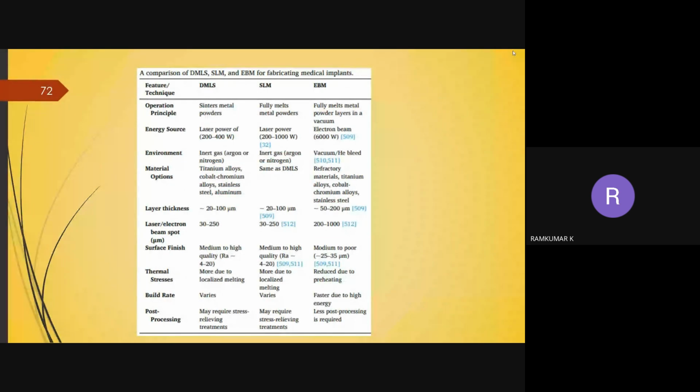So these are the comparisons between the various processes, that is direct metal laser sintering, selective laser melting and electron beam melting. Here you can see the various operation principles, the various energy sources, the environment they are using, material options, layer thickness, surface finish, thermal stresses, and build rate. After that, the post processing is compared.